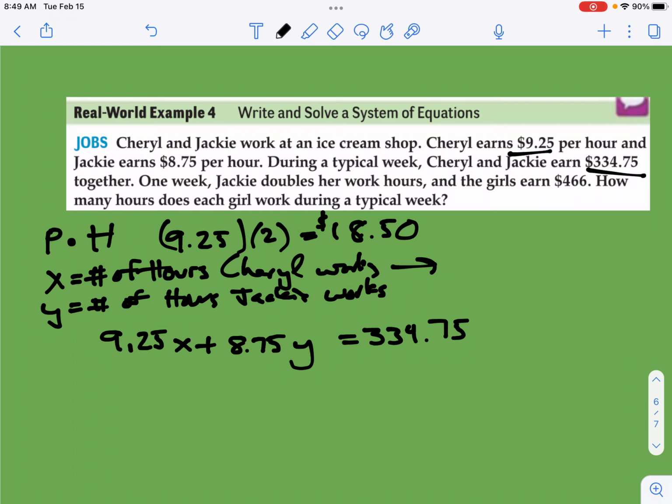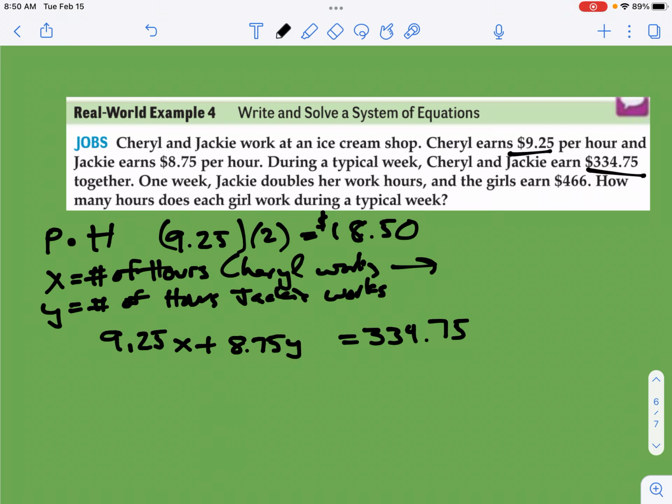This will tell me that in a typical week, these two things together will tell me what they will earn, and we're saying in a typical week they earn that $334.75. So that's good.